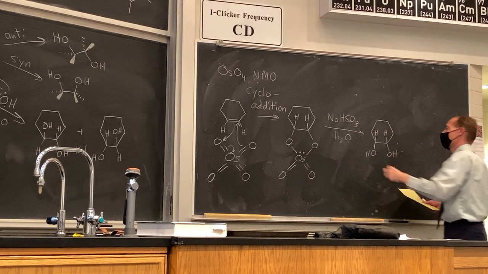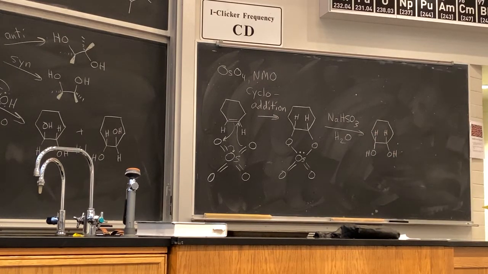Is this diol chiral? No, here we do have a plane of symmetry. This is a meso compound. So this is the isomer. This is the product that we get from this reaction. Okay.